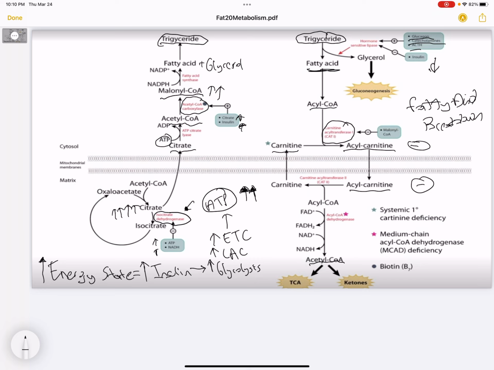So then acetylcarnitine can be formed into acetyl-CoA, and in the process it is also going to generate these reducing agents like FADH2 and NADH, and these can also be used in the electron transport chain to provide energy for us.